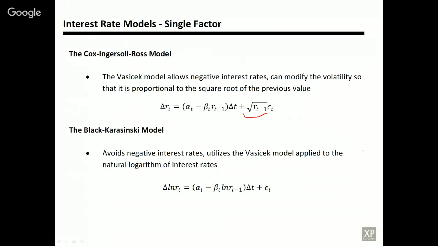And finally, we have the Black-Karasinski model. So this avoids negative interest rates as well, but it utilizes the Vasicek model applied to the natural logarithm of interest rates instead of just R t.